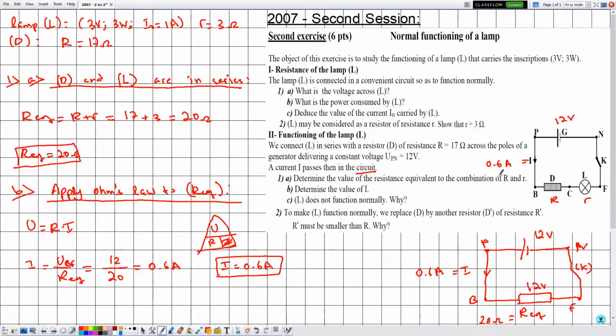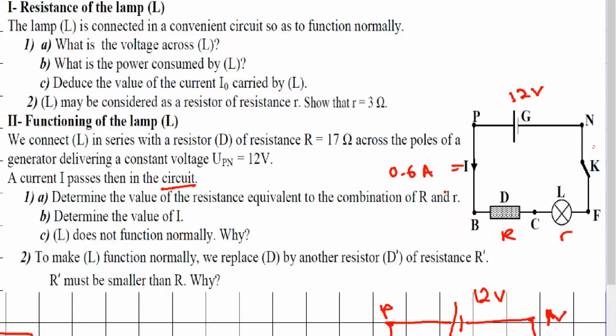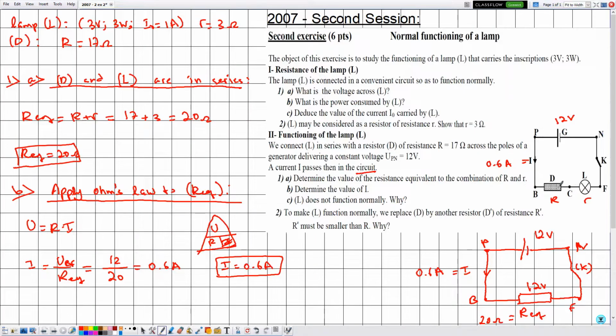Why? In order to describe the functioning of a lamp or an electric component, we need to compare the inscriptions with the applied voltage or the traversed current. In this case, we only know the rated current, so we can compare the traverse current with the rated current that we already calculated in part 1 of this exercise. Notice that the traverse current is 0.6 amperes, whereas the rated current is 1 ampere. This traverse current is traversing the resistor D and the lamp L as well, because they are in series and according to the law of uniqueness of currents they have the same current.